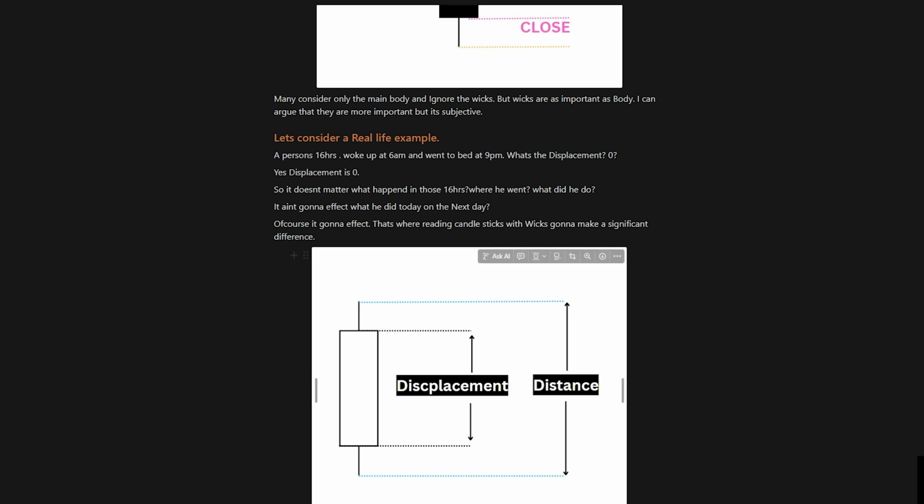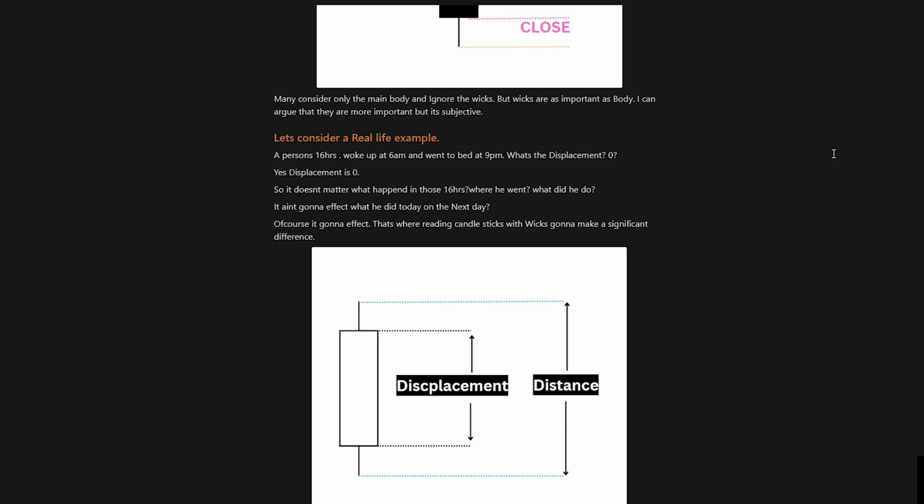If you studied physics, there's always a difference between the two, and both are important depending on what we need. Displacement is important and distance is also important. It depends on how we're going to use it. So let's understand with a pretty normal example from day-to-day life. Let's just say normal waking hours for a normal person are like 16 hours. Let's say you wake up at 6 a.m. and go to bed at 9 p.m. That's 16 hours. And what is the displacement? Well, it's zero. You started at the same place and went to bed at the same place.